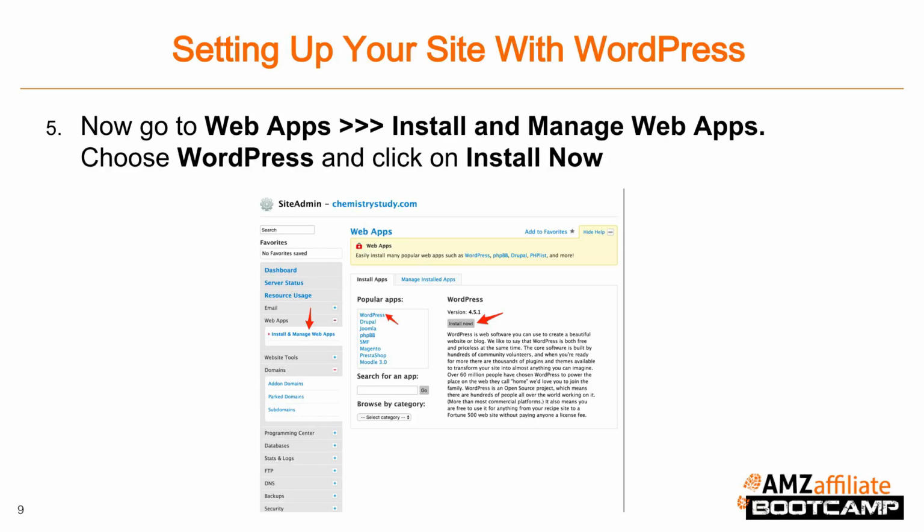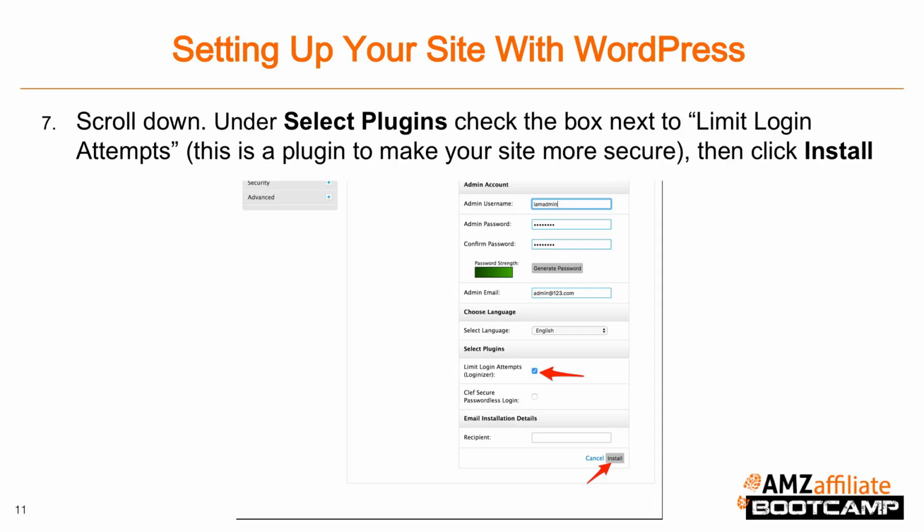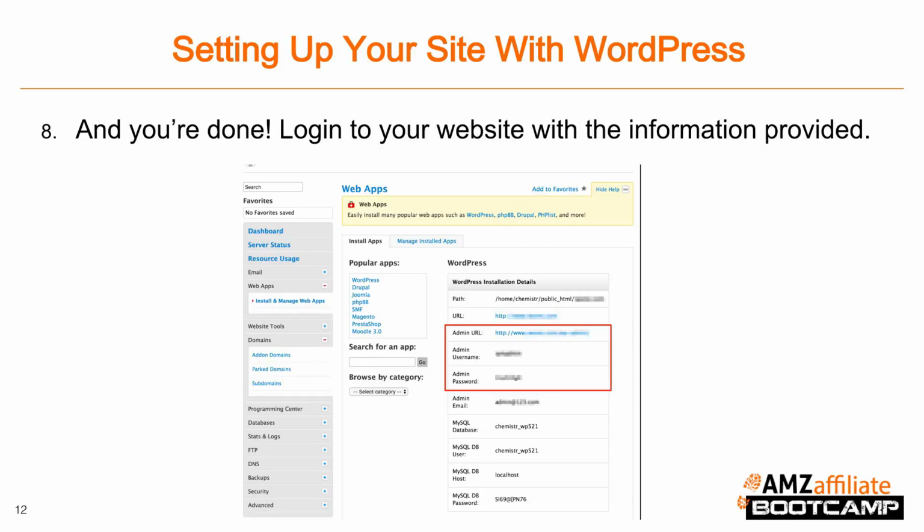Now, go to Web Apps and then Install and Manage Web Apps. Choose WordPress and click Install Now. Then fill in all the necessary details like site name, site description, admin username, admin password, admin email, etc. Just fill it in quickly because you can change all this information later, except for admin username. Then scroll down and under Select Plugins, check the box next to Limit Login Attempts. This is a plugin to make your site more secure. And then click Install. And boom, you're done.